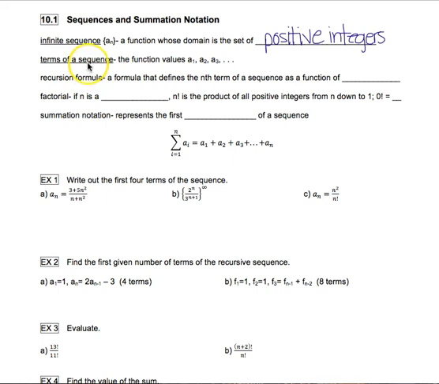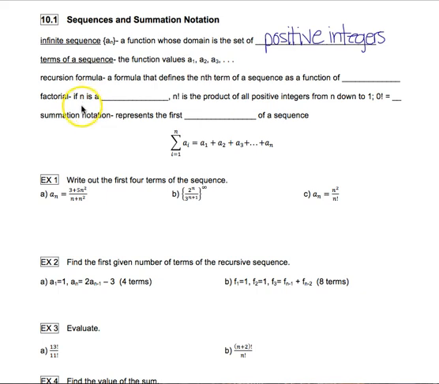When we have a sequence, the function values we name a sub and then whatever term number they are. So since our domain starts at 1, that means we plug in 1 to whatever this rule is first. So in the example I gave, 2x minus 5, you'd plug in 1 for x and you'd get negative 3. And so a sub 1 would be negative 3.